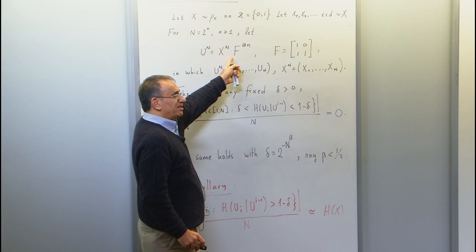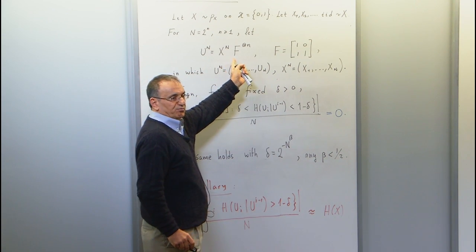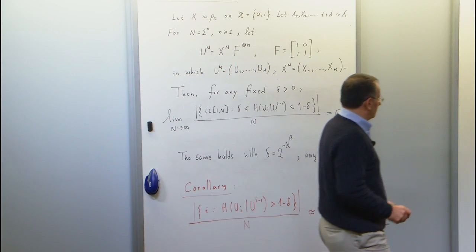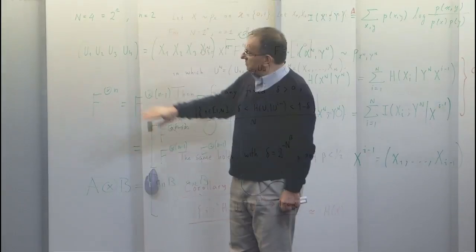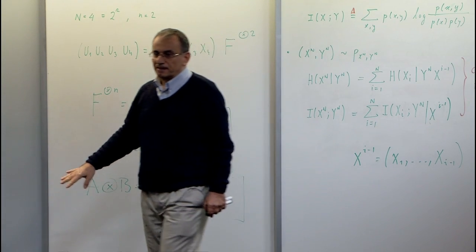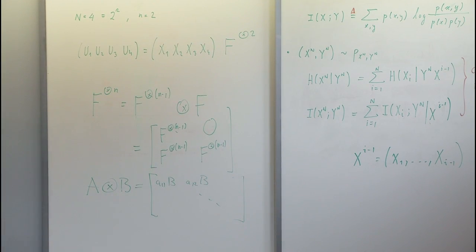This transformation here is a one-to-one transformation. It has an inverse. So the inverse of this matrix is itself. You can verify it. Take this matrix and multiply it with itself. You get the identity. The inverse of the nth Kronecker power is itself again. These are simple to verify. So we have a one-to-one transformation.